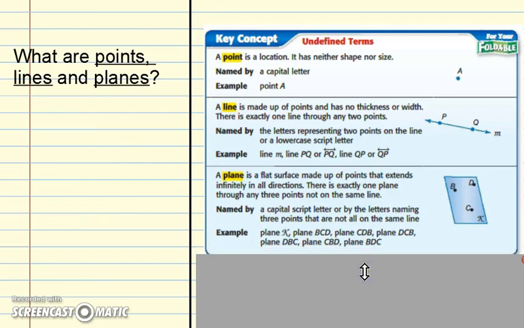Then we've got a plane. A plane is a flat surface made up of points that extend infinitely in all directions. So like a line, except it's a plane. So it's a flat surface that goes on forever. There's exactly one plane through any 3 points not on the same line. When we name planes, we would just say the 3 letters on the plane. Any 3 letters, we could say plane BCD, CDB, any combination, or lots of times they will just have an uppercase letter there, sometimes in italics, sometimes not, and you could just call it plane K.